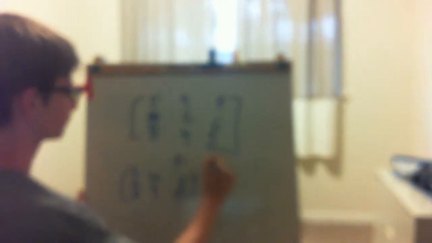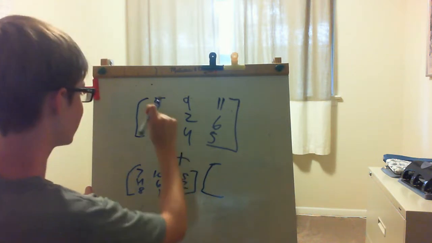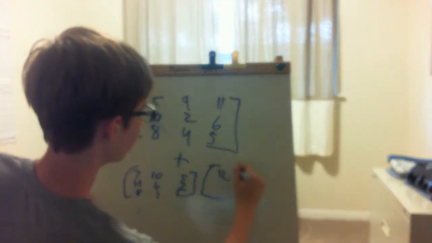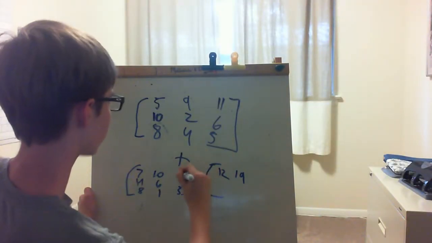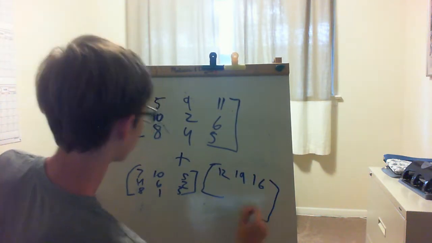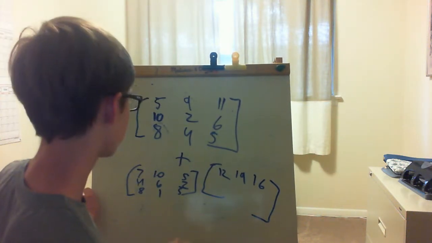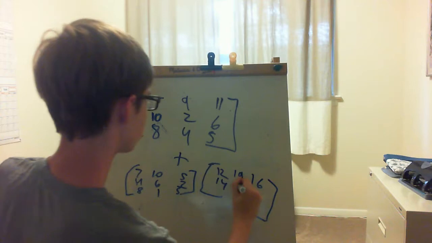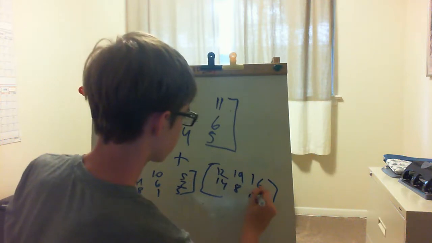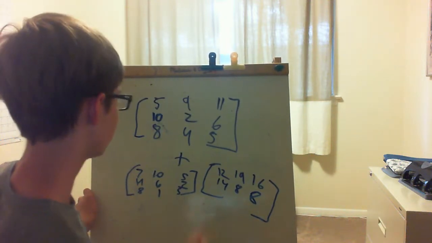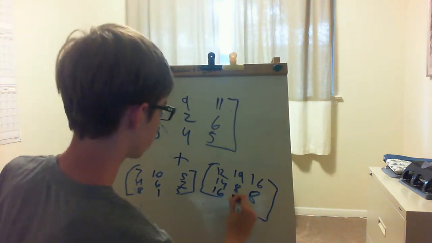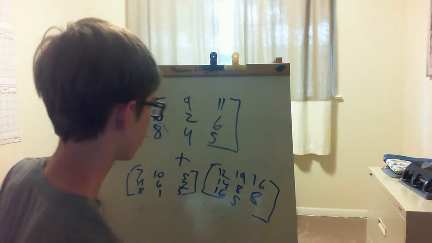What we would do is we take each number in the same corner, like 5 and 7, and we add them, so then this would be 12. 9 plus 10 is 19. 11 plus 5, that would be 16. 10 plus 4, 14. 2 plus 6 is 8. 6 plus 2, also 8. 8 plus 8, 16. 1 plus 4, 5. 5 plus 3, 8.